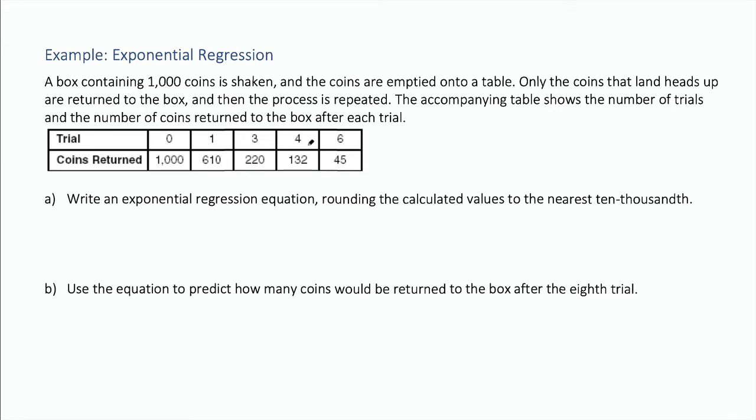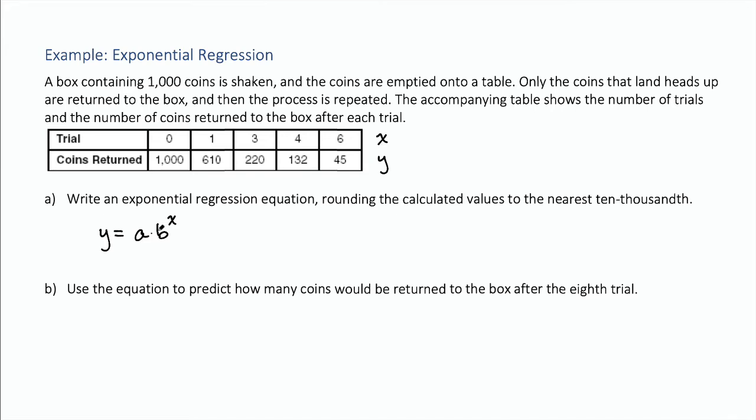Now, here's the data that we have. You'll notice we're actually missing trial 2 here, which is totally fine. We want to write an exponential regression equation for this. So we're going to call these the x values, and these are the y values. Our general exponential form is y equals a times b to the x. Let me point out real quick that we do know that this is exponential decay because our numbers are getting smaller. So we are expecting b to be a number between 0 and 1.